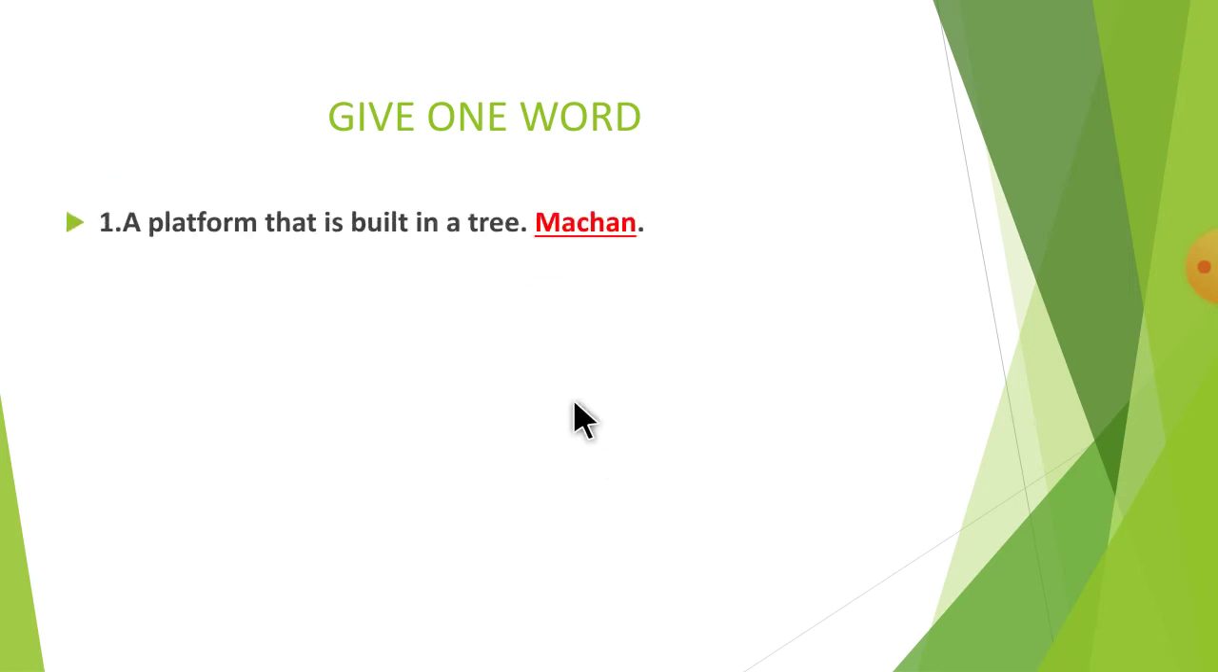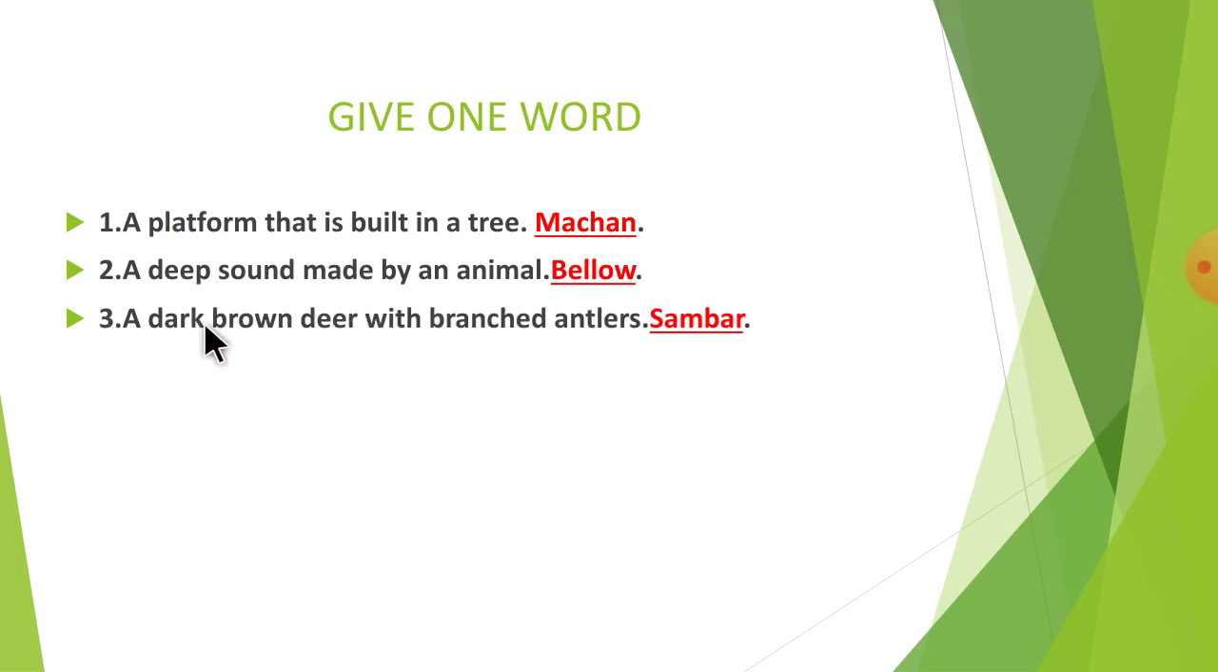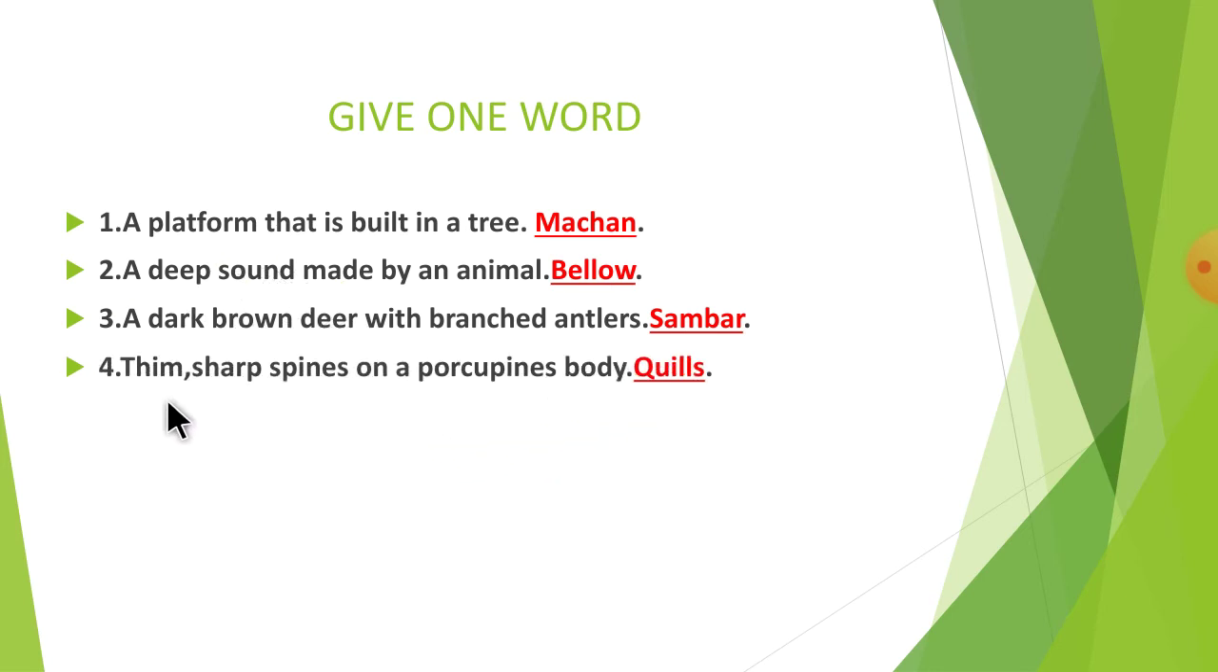Give one word. Number 1, a platform that is built in a tree. Answer is machan. Number 2, a deep sound made by an animal. Answer is billow. Number 3, a dark brown deer with branched antlers. Answer is sambar. Number 4, thin sharp spines on a porcupine's body. Answer is quills.